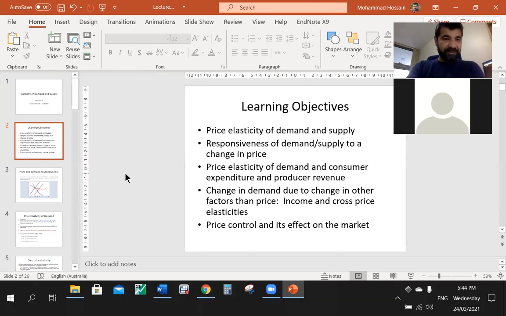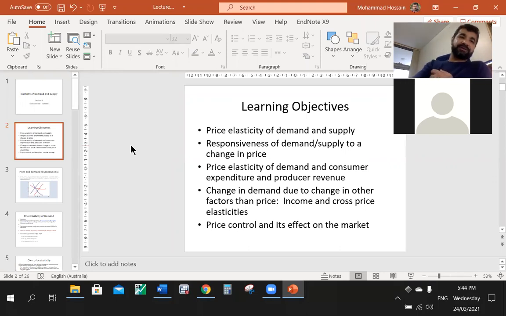Today's chapter is not very long, it's just 26 slides, but mainly we'll be talking about elasticity of demand and supply. Then we'll talk about consumer surplus, producer surplus, and a little bit about price ceiling and price floor. These are the three things we're going to cover today. All right, let's move on.